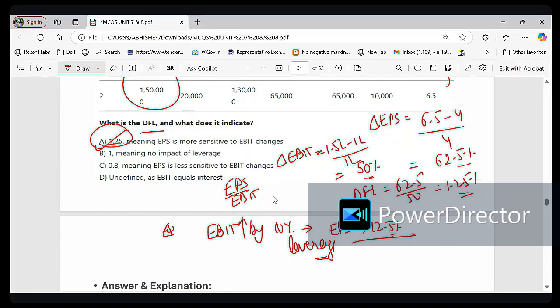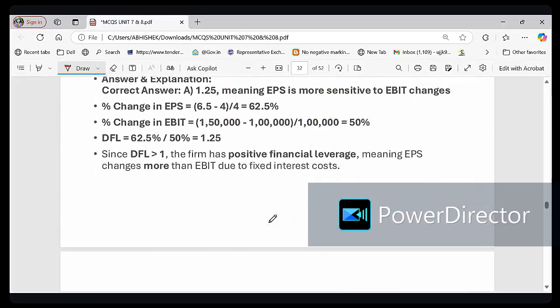So no interest means DFL is equal to 1. Fixed interest, it might be greater than 1 or it might be less than 1, right? I hope it is clear now. I hope it is clear. Please tell me. Now let's see the third part of this question.